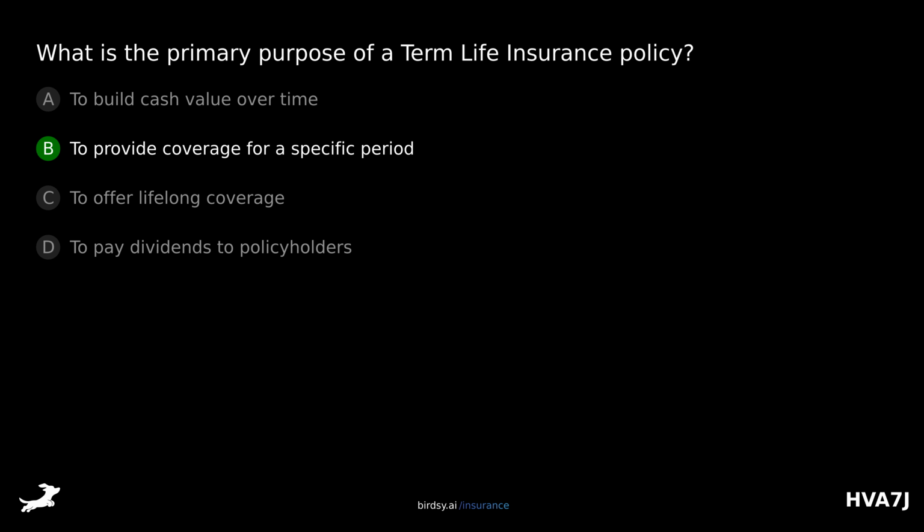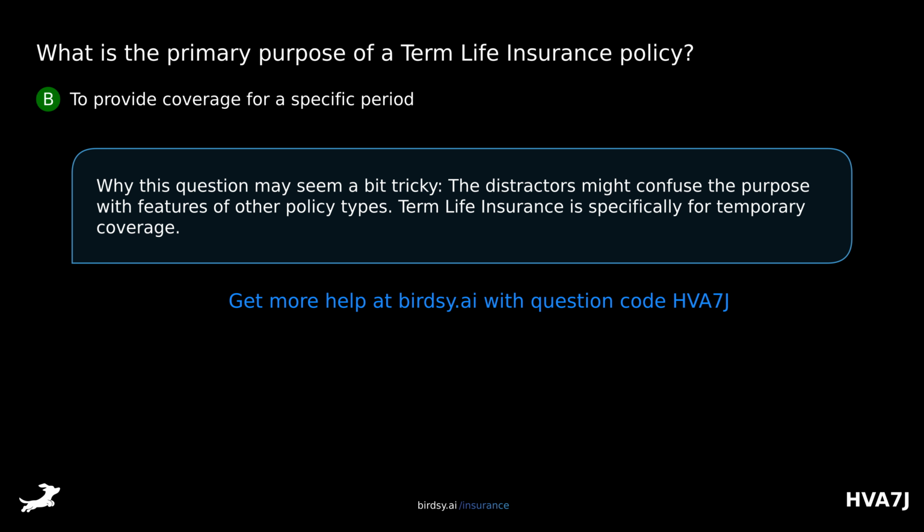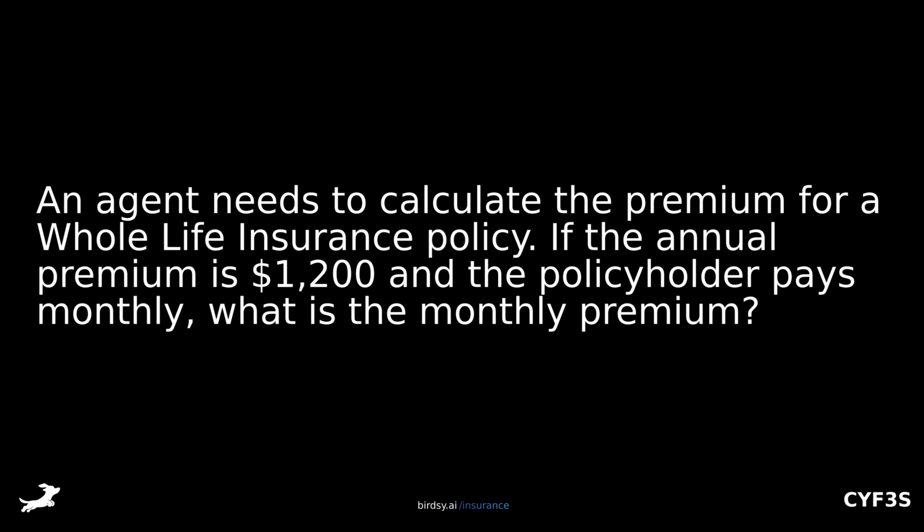Why this question may seem a bit tricky. The distractors might confuse the purpose with features of other policy types. Term life insurance is specifically for temporary coverage. An agent needs to calculate the premium for a whole life insurance policy. If the annual premium is $1,200 and the policyholder pays monthly, what is the monthly premium?